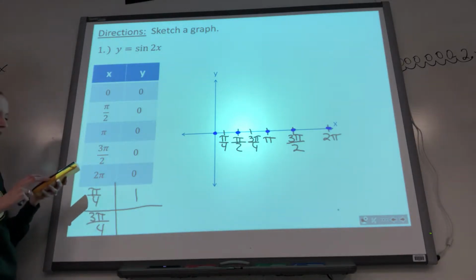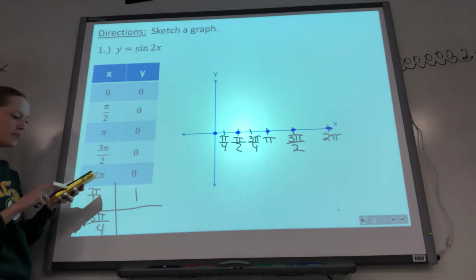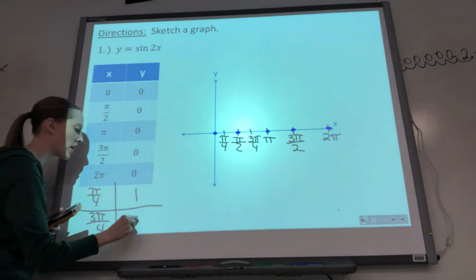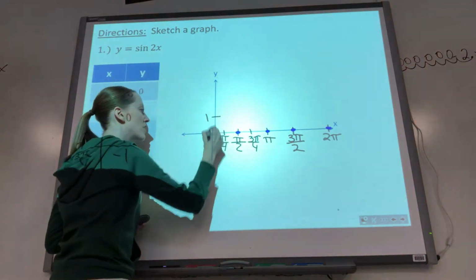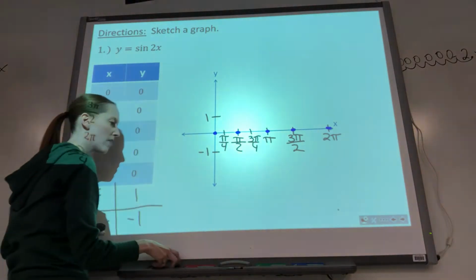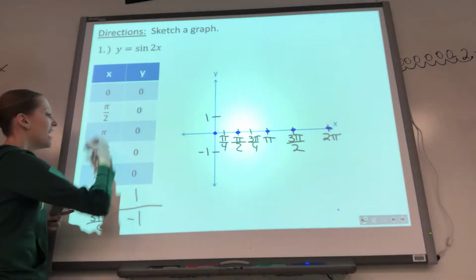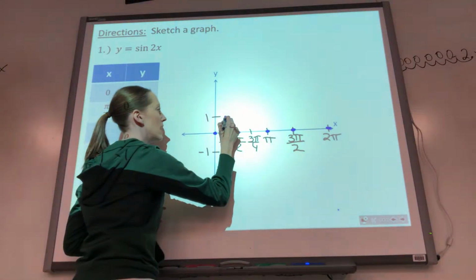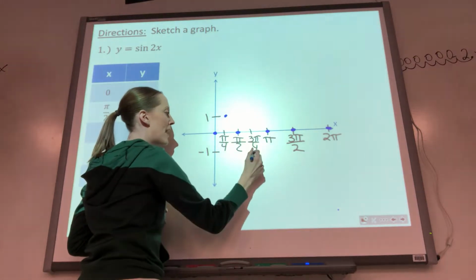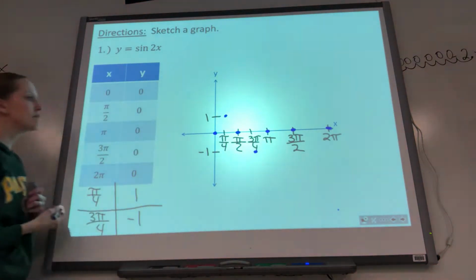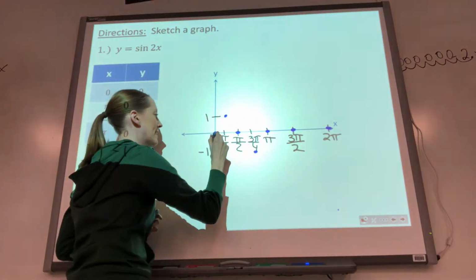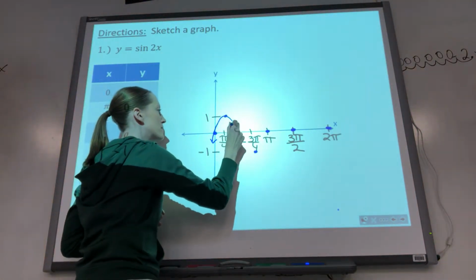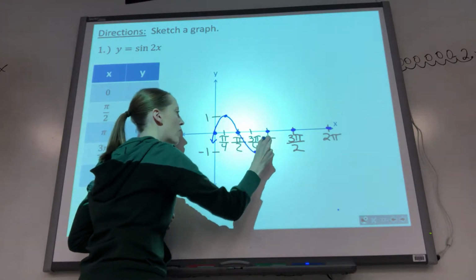And then sine of 2 times 3 pi over 4. That is not 0 either. That gives me back a negative 1. Now you guys have lines on your paper, but let me fill this in. Pi over 4 up to 1. 3 pi over 4, I'm down to negative 1. Now I'm just going to connect this very first part of the graph.